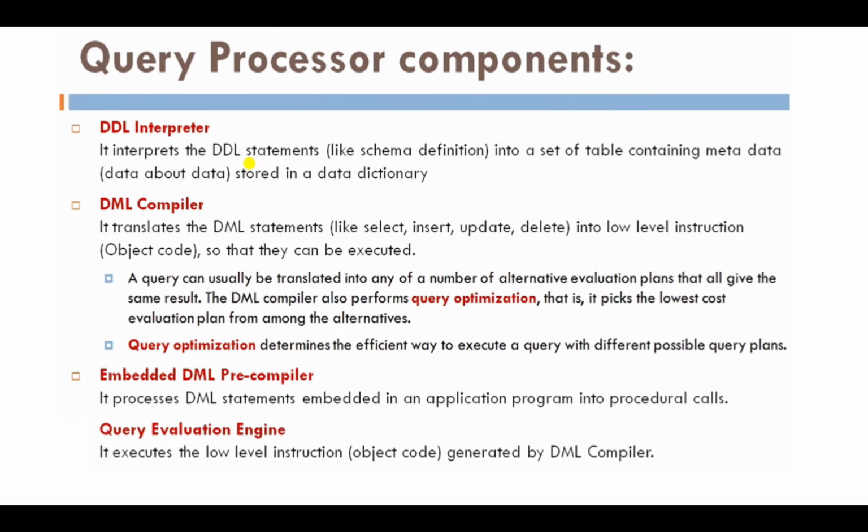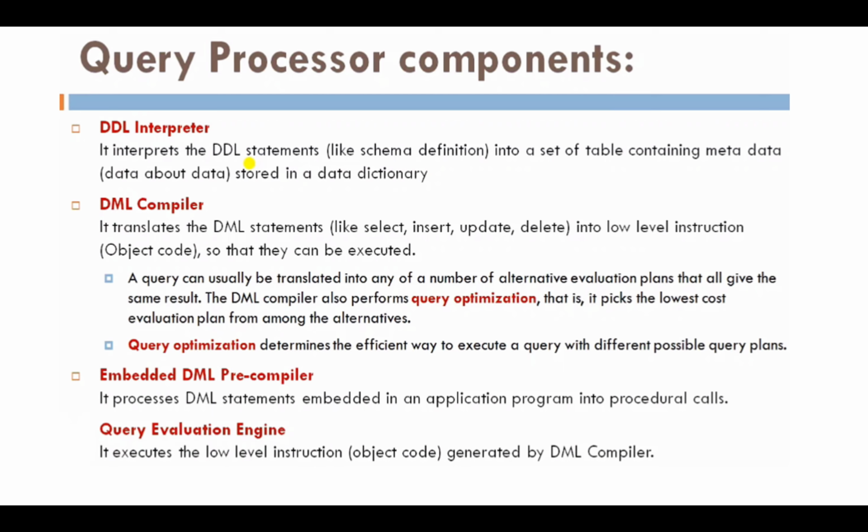So talking about the query processor components, first is the DDL interpreter. It interprets the DDL statements like schema definition into a set of tables containing metadata, stored in the data dictionary. Next is the DML compiler. It translates the DML statements like select, insert, delete, update into low-level instructions so that they can be executed. A query can usually be translated into any of a number of alternative evaluation plans that all give the same result. The DML compiler also performs query optimization. That is, it picks the lowest cost evaluation plan from among all the alternatives.